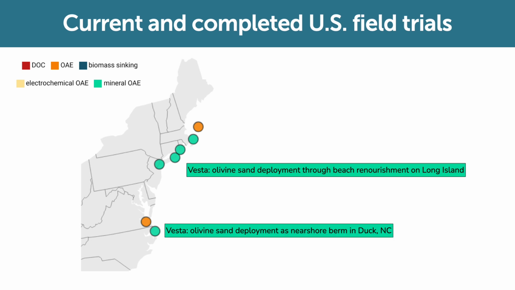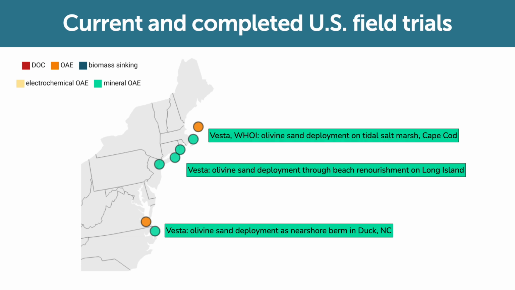Another Vesta field trial involved the placement of 7,000 cubic yards of olivine sand along a coastal beach in Duck, North Carolina. The olivine sand is being deployed by a scow as a near-shore berm, and researchers will monitor the effect for 3 years to track the movement of this olivine sand.